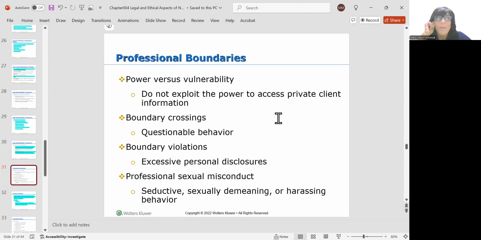You don't want to be accused of crossing a professional boundary. That can be very damaging to your reputation. And obviously, professional sexual misconduct. Don't do that. No TikTok videos, no twerking.